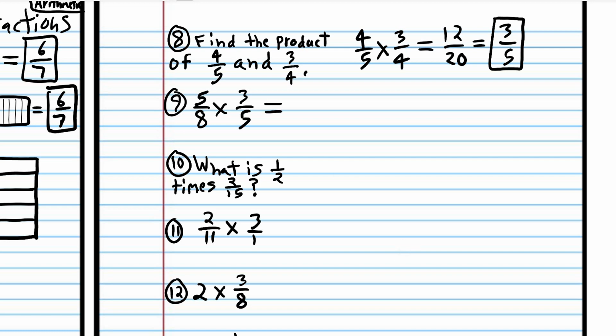All right, we're back. 5 times 3 is 15. 8 times 5 is 40. But I know that I can divide both sides by 5. 15 divided by 5 is 3. 40 divided by 5 is 8. Final answer is 3/8.